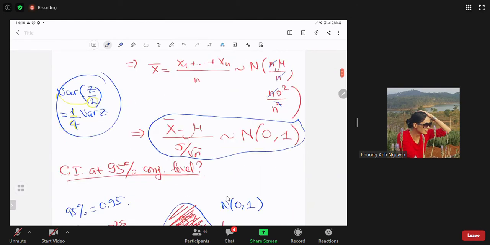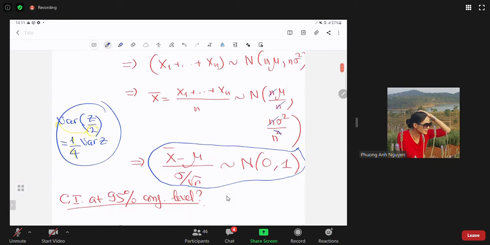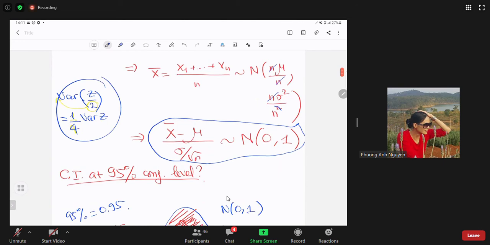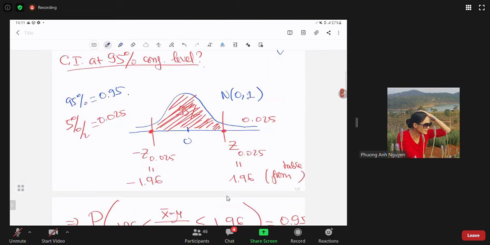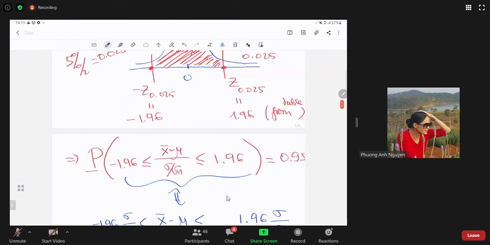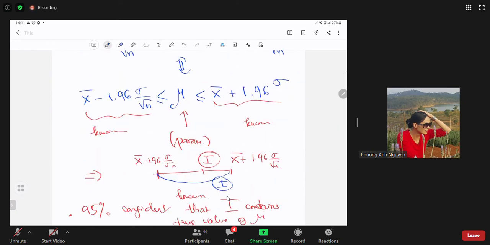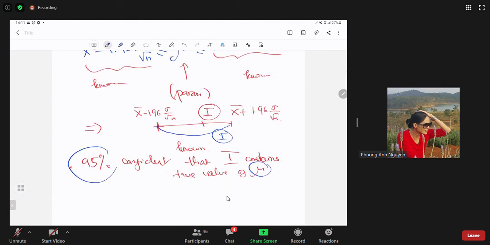So that's a way to get the confidence interval. Again, we start from the central limit theorem and get the standard normal distribution. For X bar minus mu, we transform, drawing the interval capturing 95% of the population. Then I transform it, and finally I get the interval I containing the value of the parameter mu at 95% confidence level. Is that okay?